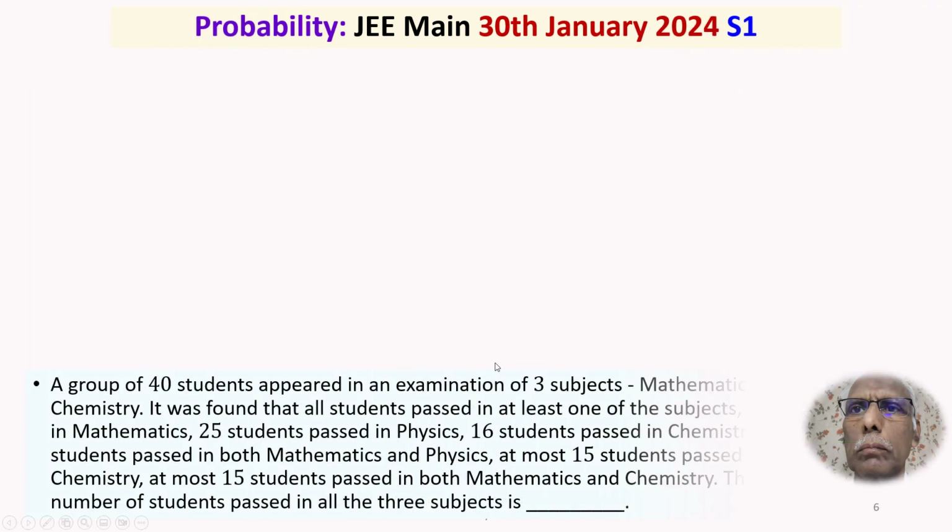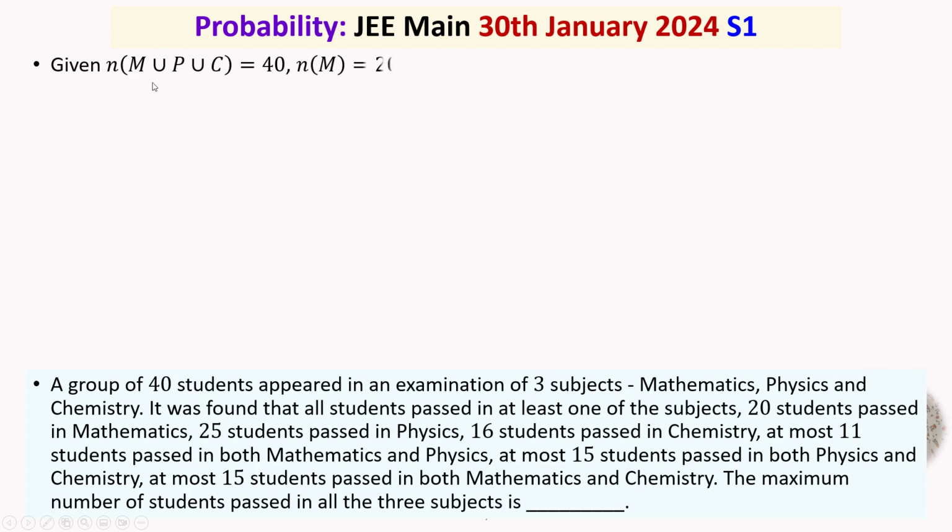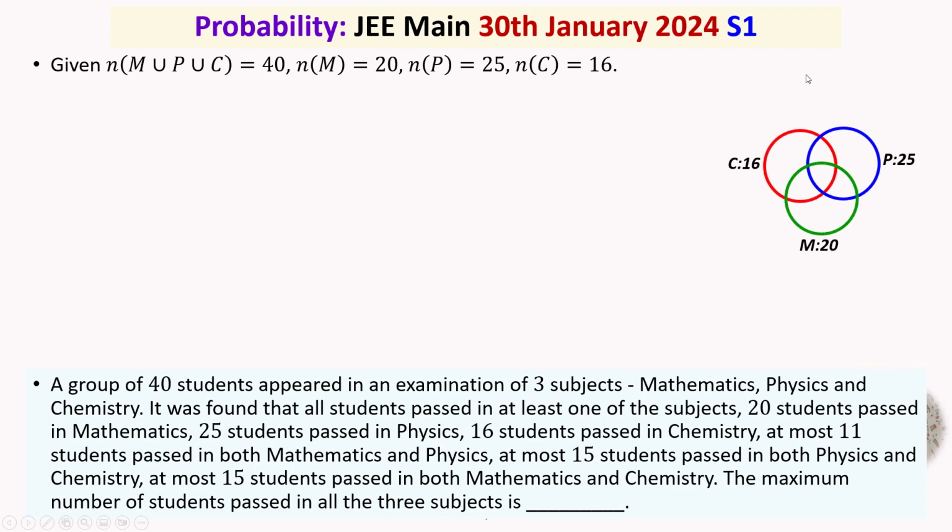For your ready reference, here is the problem. Given n of M union P union C is 40, n of M is 20, n of P is 25, n of C is equal to 16. So here is the Venn diagram, with M, P, C, the number of students passed in that. And it is further given n of M intersection P is at most 11 students. n of P intersection C is less than or equal to 15. n of C intersection M is less than or equal to 15.